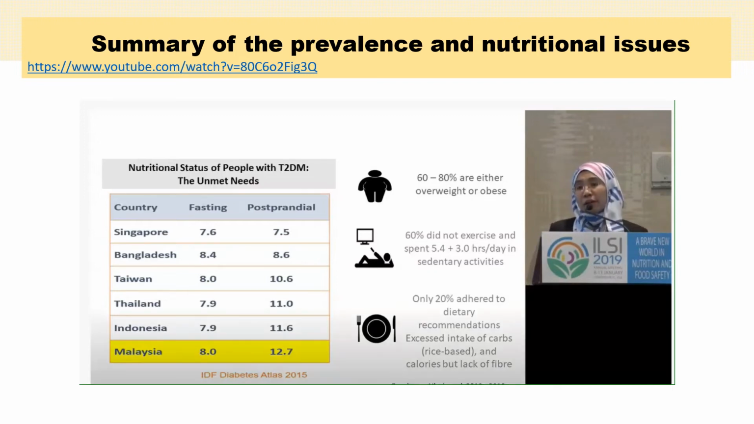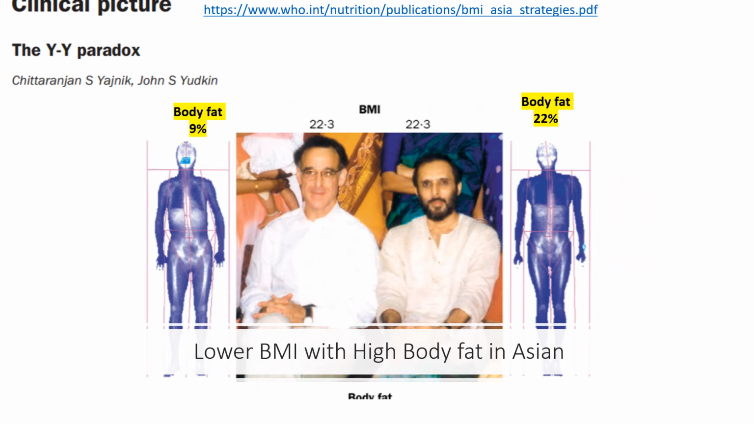In my clinic, for example, the majority of our patients did not comply with dietary advice as well as exercise prescription. And therefore, the majority of them had poorer glucose control. And surprisingly, if you see in the slide, we had the highest postprandial blood glucose after meals among Southeast Asia. You have seen the video, and I believe you now understand how serious the issue is in Malaysia.